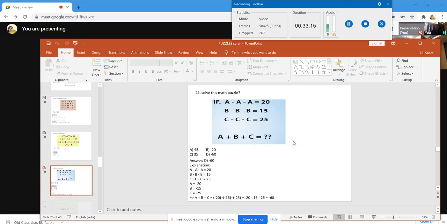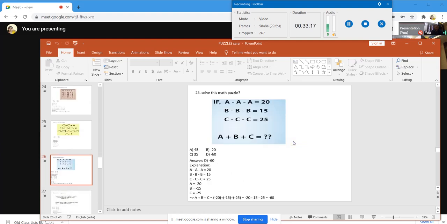So you can find out from the diagram what the answer is. This is a very simple math puzzle. A minus A is equal to 20, B minus B is equal to 15, and C minus C is equal to 25. Alright, what is A plus B plus C? So you have to find out what A, B, and C are. That's why they have given the math puzzle.